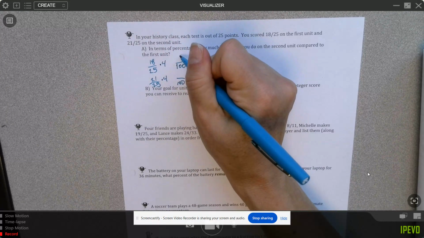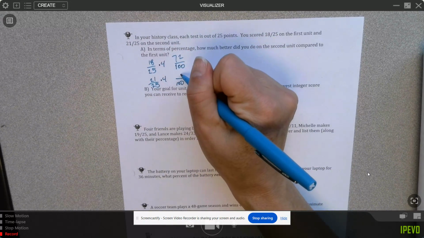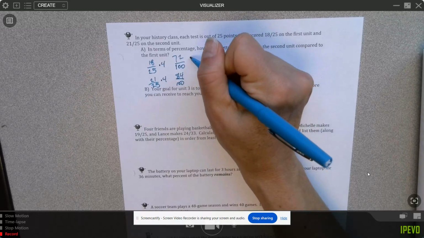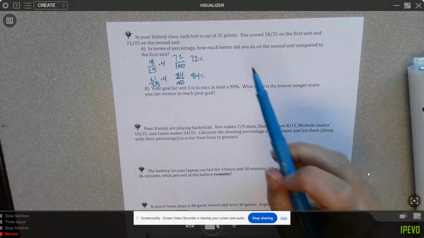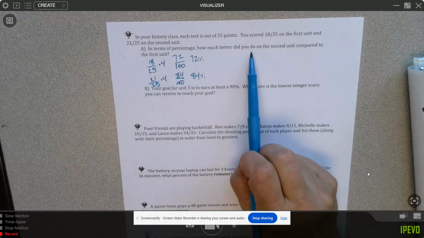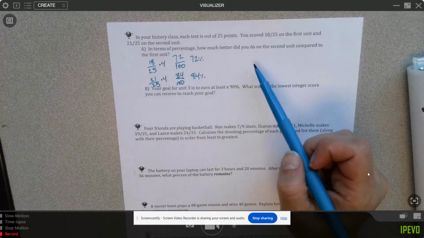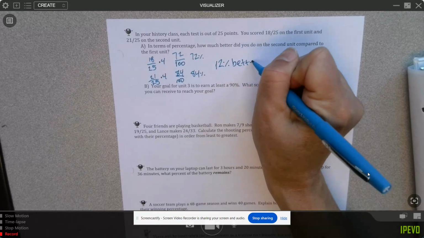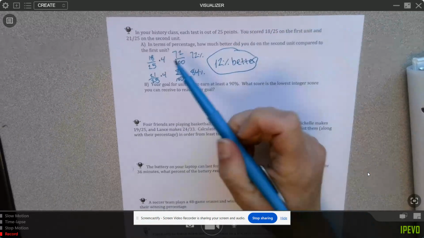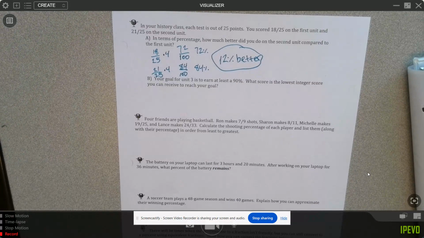4 times 18, 72. 4 times 21 is 84. So we had 72% to 84%. So then it says, how much better did you do on the second unit compared to the first? How many more percentage points did we get? Luke? 12% better. But you have to do all the steps in order to get that answer. So make sure you're reading the question and seeing what steps you all have to do.